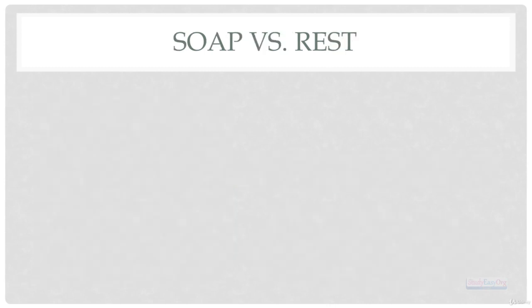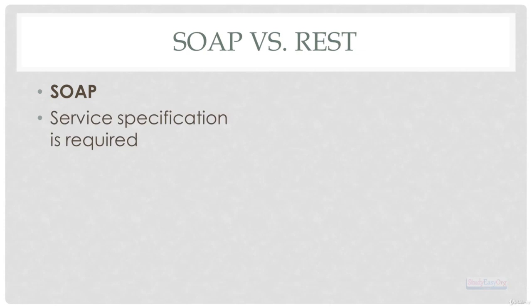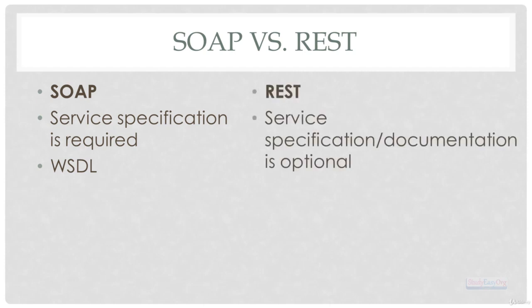Alright, now let us try to understand the difference between SOAP and REST. SOAP is a legacy technology. When it comes to SOAP, we require a service specification. The name of the service specification is WSDL, and using WSDL we can navigate through a SOAP application. Inside of WSDL we have the specification, the URI, and the links in order to use the SOAP application. When it comes to REST, we don't need a service specification or documentation.